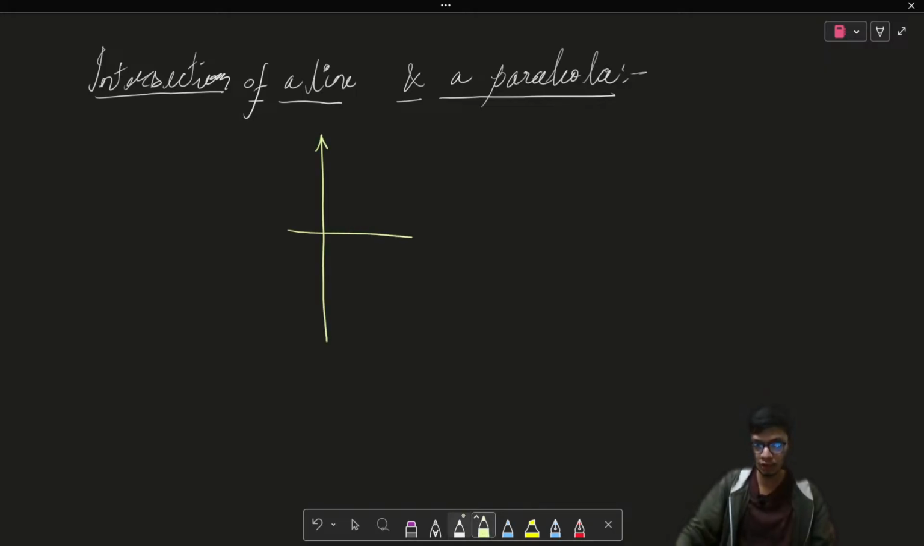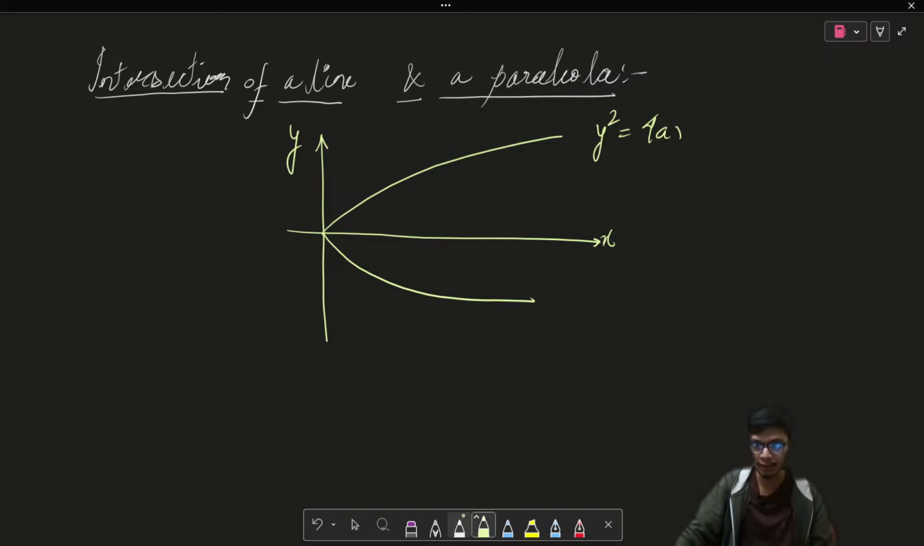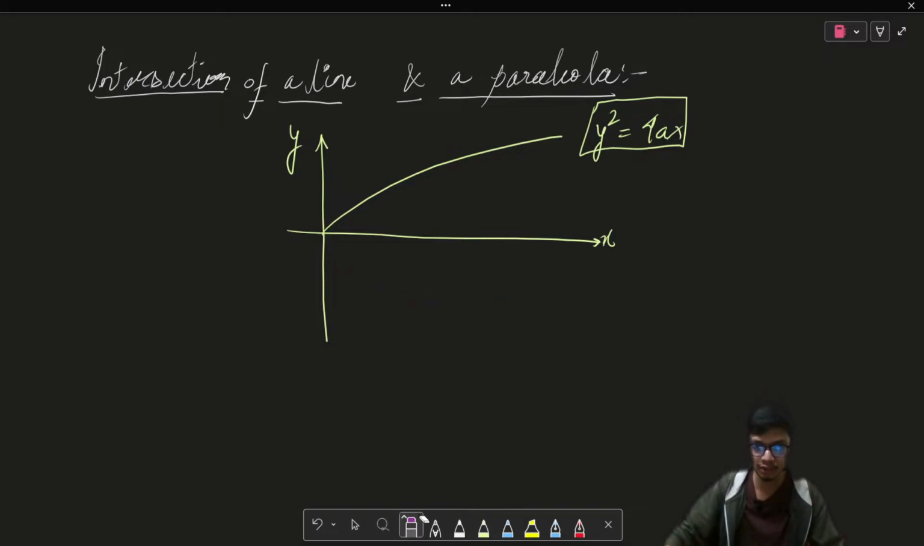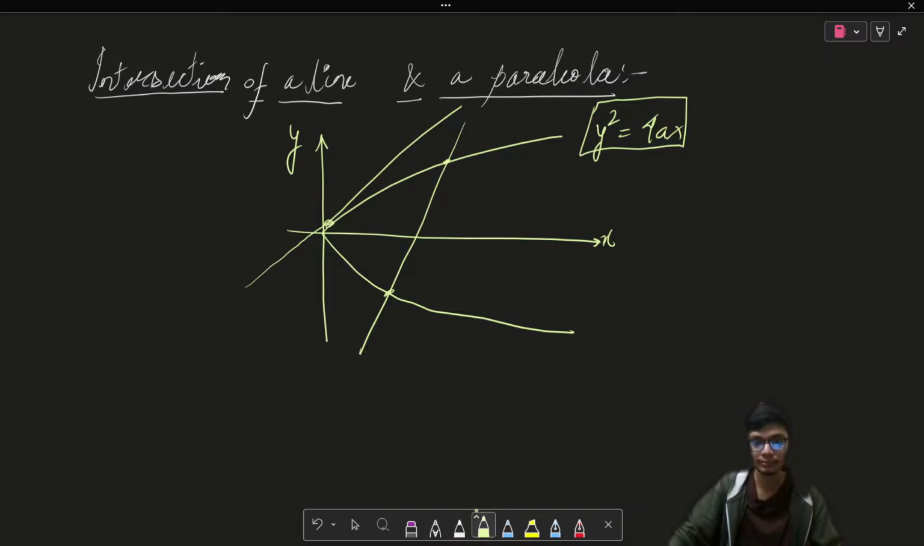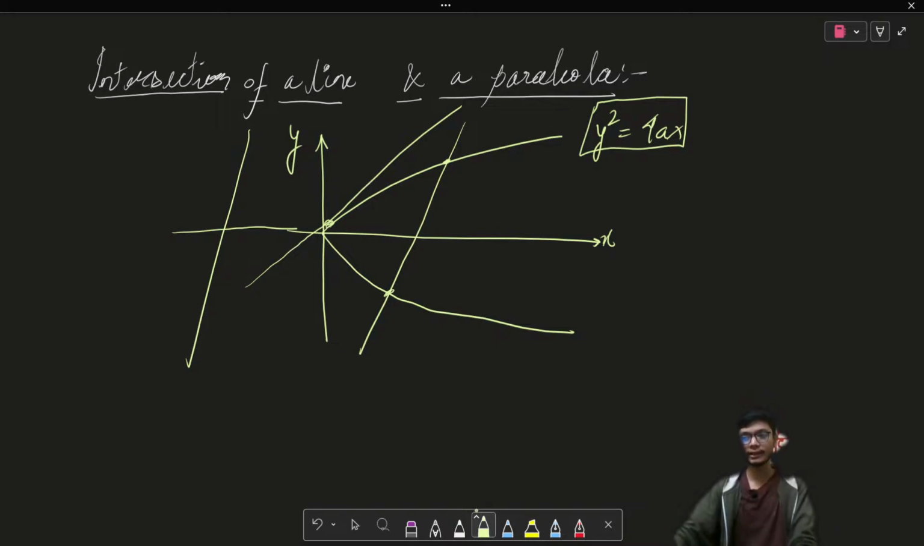Let me first of all draw the situation so that you can understand. This is my coordinate axis. I'm going to take the standard equation of the parabola, which is going to look like y square equals 4ax. Now there can be certain situations where the line is intersecting the parabola at 2 points, where the line is intersecting the parabola at only 1 point, and where the line is not intersecting at all. These are the cases that we can have.